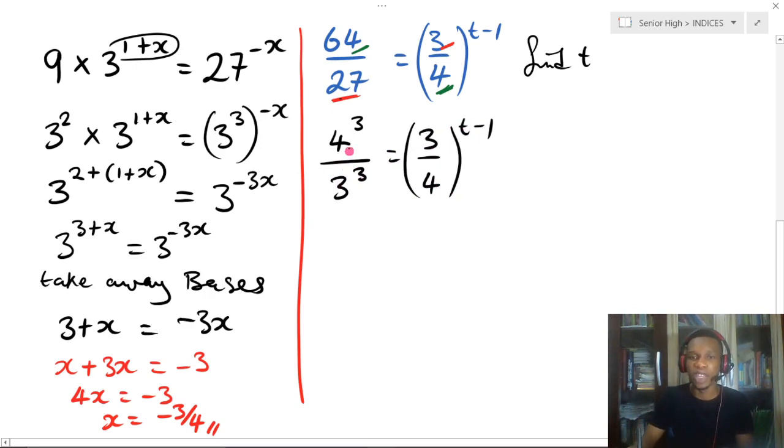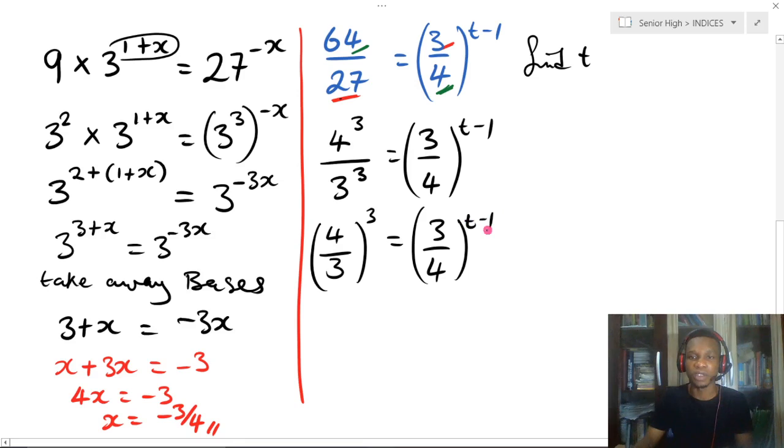So what do we do here now? Let me put this in a bracket. Since their powers are the same, I can just pick one of the powers, 3, put it all in a bracket like this, and then (3/4)^(t-1), right? So this is it here now. What's the next thing? Notice something. Here is 4 over 3. Here is 3 over 4.